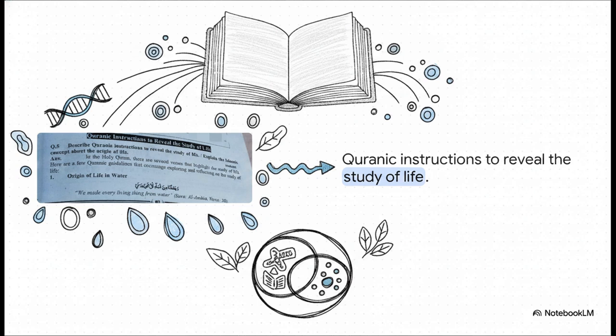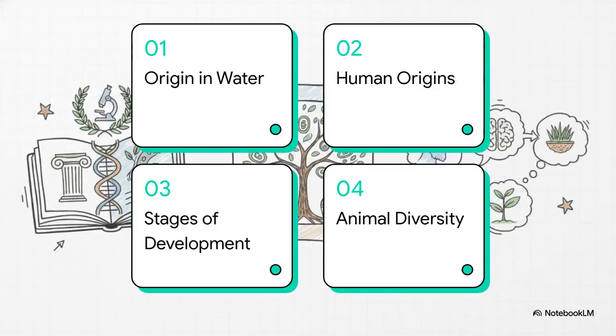It sets the scene for a highly structured exploration, signaling to the student that they're going to look at biology through the lens of these specific classical guidelines. It really encourages the student to actively reflect by combining two completely different worlds of knowledge. To answer that big opening question, our roadmap for today is broken down into 4 distinct pillars: origin in water, human origins, stages of development, and finally, animal diversity.